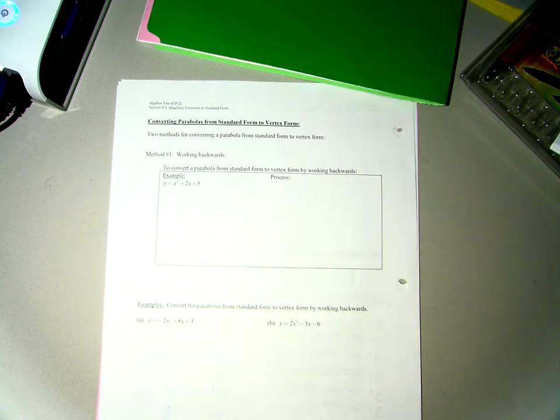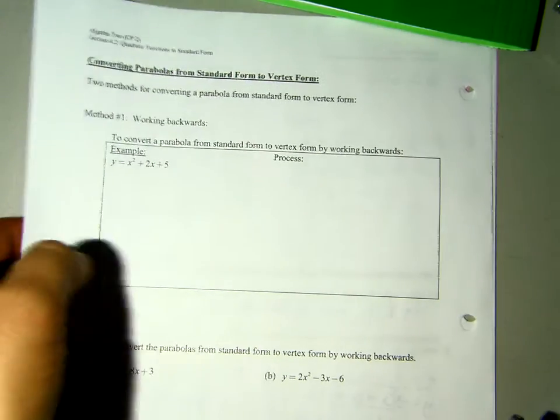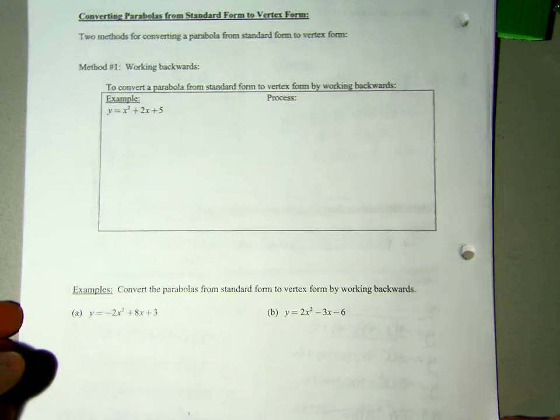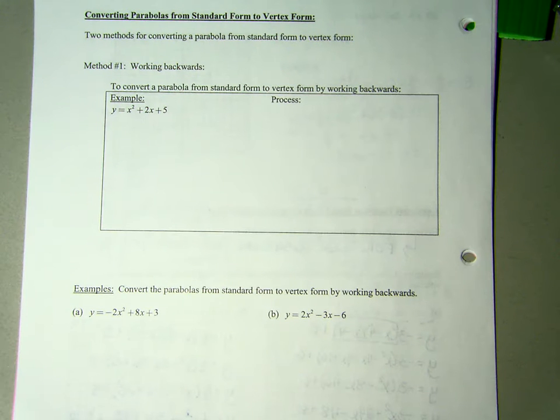Okay. So last time we dealt with what is standard form. We talked about converting from vertex form to standard form. That wasn't a big deal. You FOIL and distribute. What we need to look at now is going from standard form to vertex form, which is a little bit more involved.